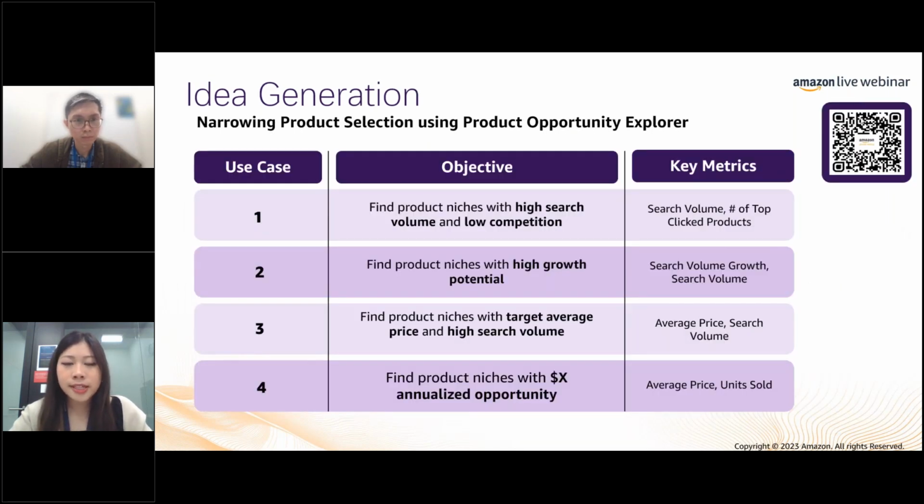Okay, so here's the summary of the different use cases on how you can actually use Product Opportunity Explorer in order to meet your objective, depending on what kind of objective you want to hit when you start selling a product. I'll go more in depth into it later on and show you how I can filter the different selections to find out all this data.